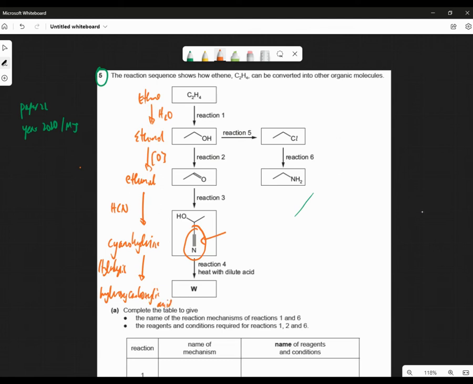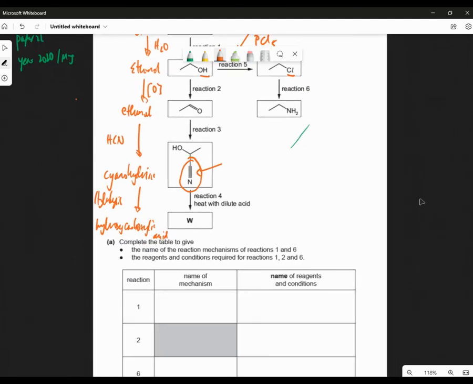Now obviously I haven't done the question yet, I'm just messing around. In reaction 5, we've taken out an OH and replaced it with a Cl. I'd use PCl5 for that. So that's roughly it; let's see how the question pans out after that.